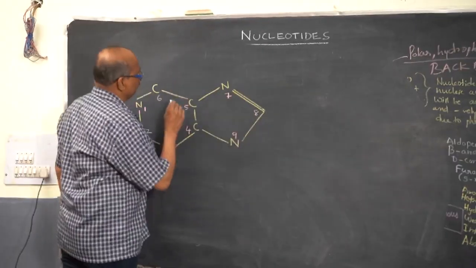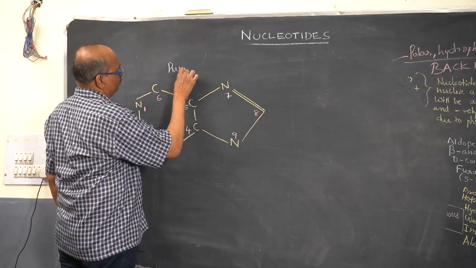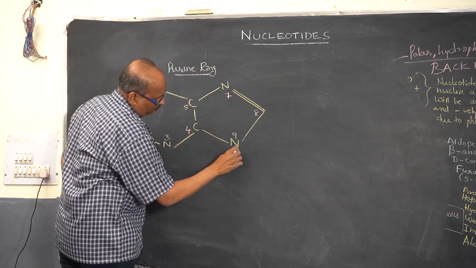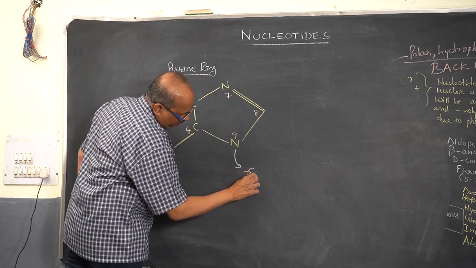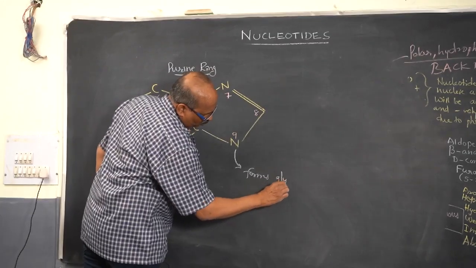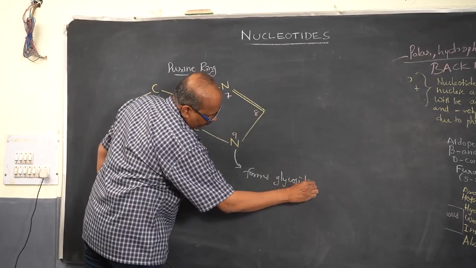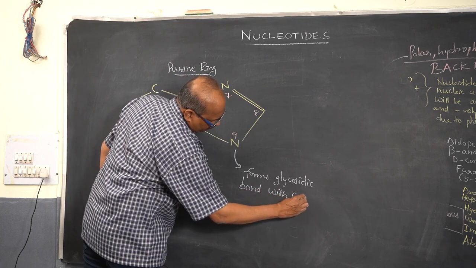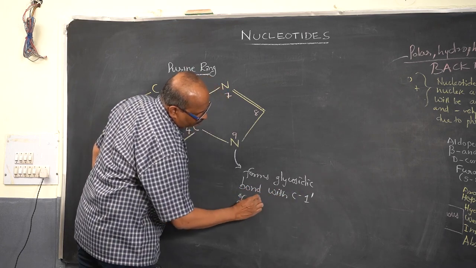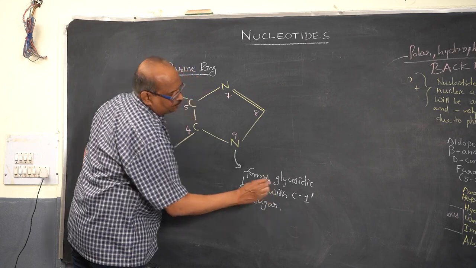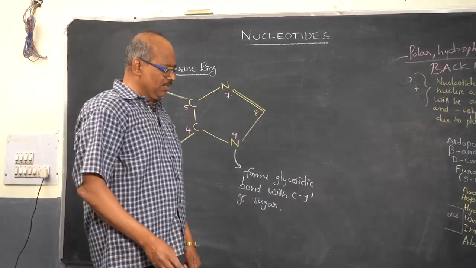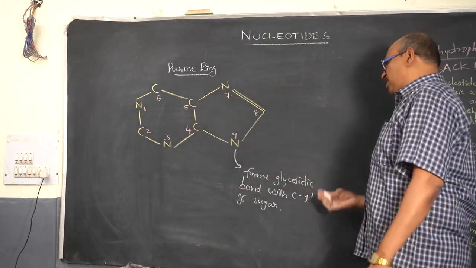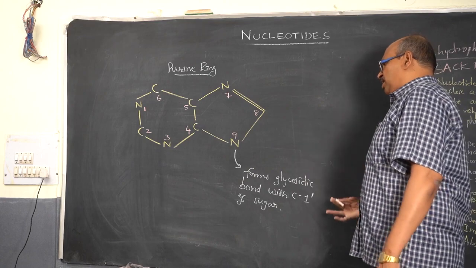This 9th position forms the glycosidic bond with C1 prime of the sugar. So the 9th nitrogen will be forming a bond with the first carbon of the sugar. It doesn't matter whether it is ribose sugar or deoxyribose sugar.